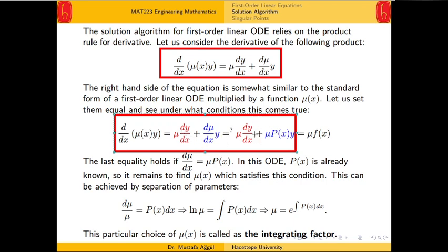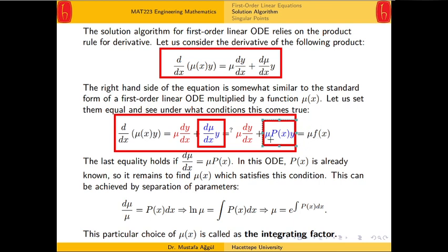If you compare term by term, we have mu times dy dx here and mu times dy dx there, so they're the same. If we forget about these terms and compare these blue ones, we'll see the derivative of mu with respect to x times y is equal to mu times p of x times y. So if we set this equal to that, then we basically have the derivative of this product is equal to the right hand side multiplied by some mu function.